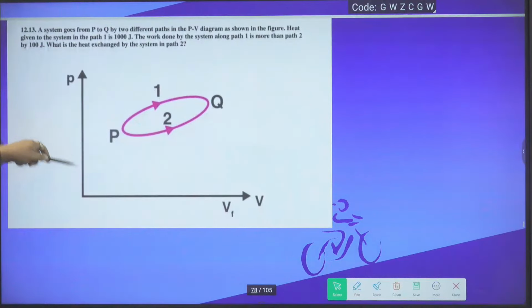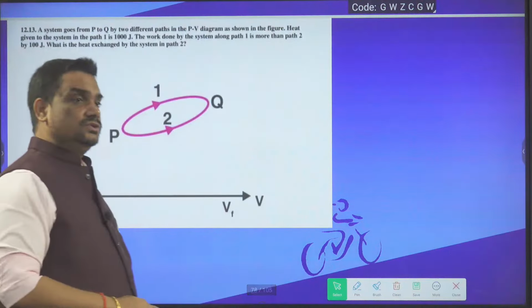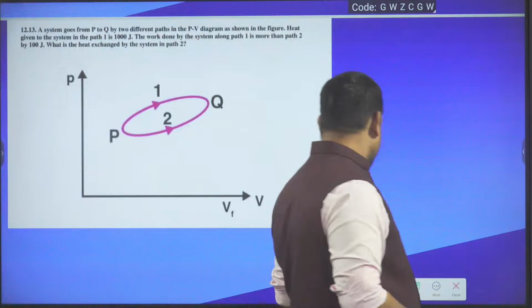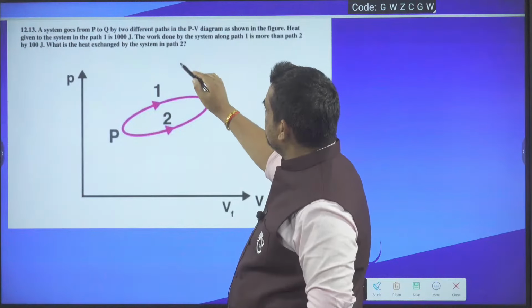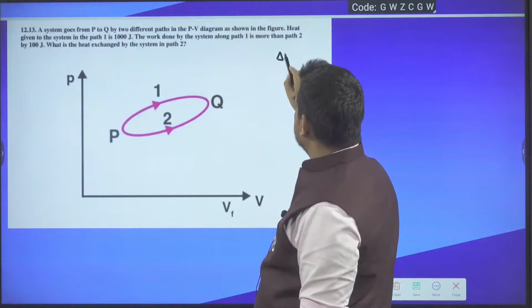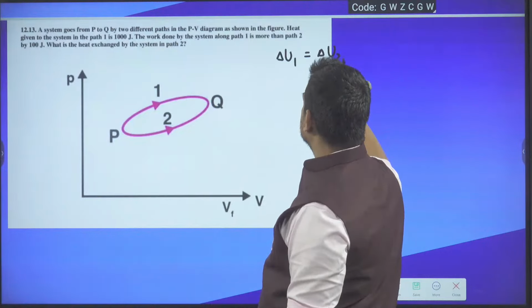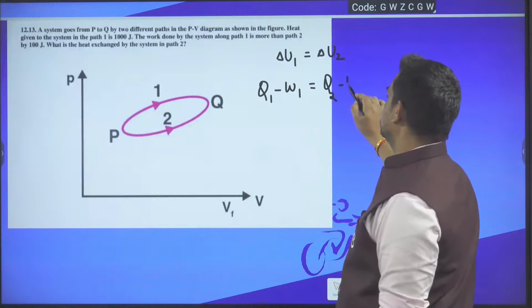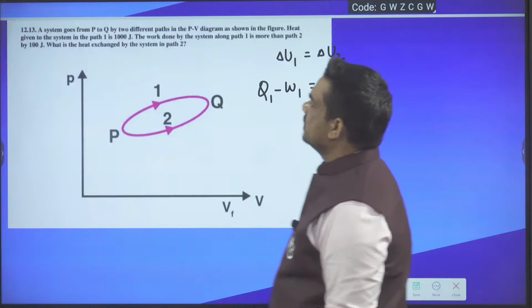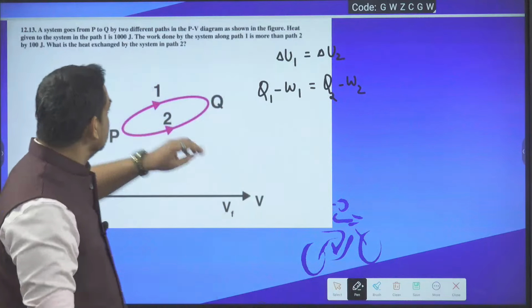This is the again question from the exemplar. They are saying a system goes from 2 different paths. In this one, you know, for the path 1, delta U1 equal to delta U2. So Q1 minus W1 will be equal to Q2 minus W2. They're asking what are the heat exchange in the path 2?